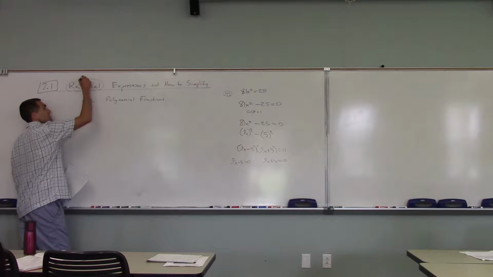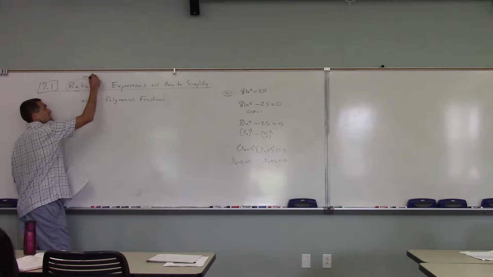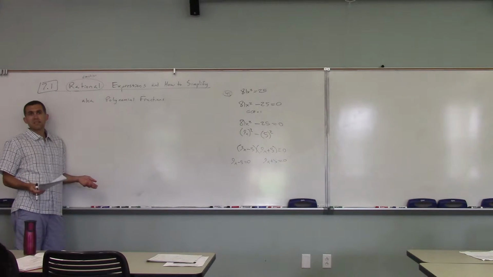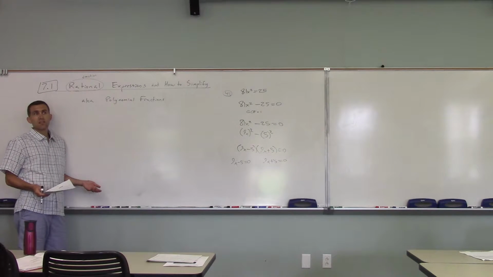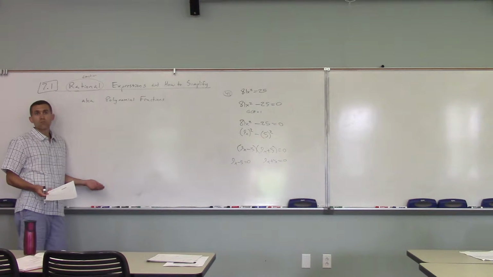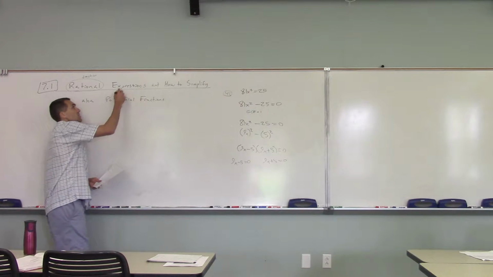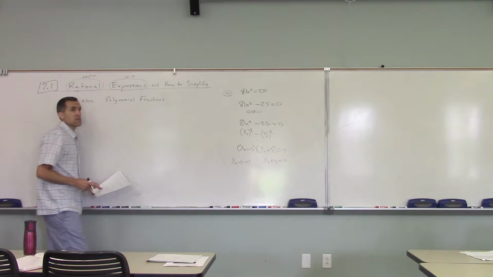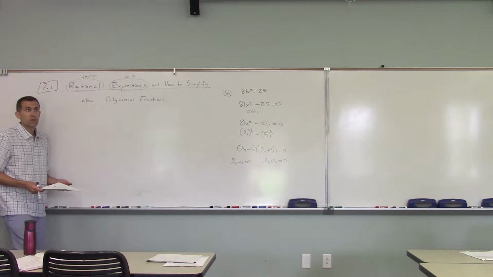Rational means fraction, basically, in math. Because remember, a rational number is any number that can be written as a fraction. So in math, rational refers to fractions. Expression means no equal sign. So we're not dealing with any equations yet.